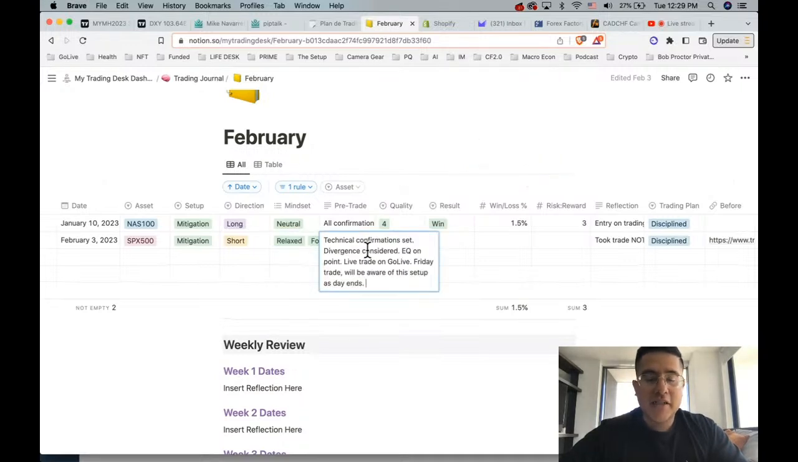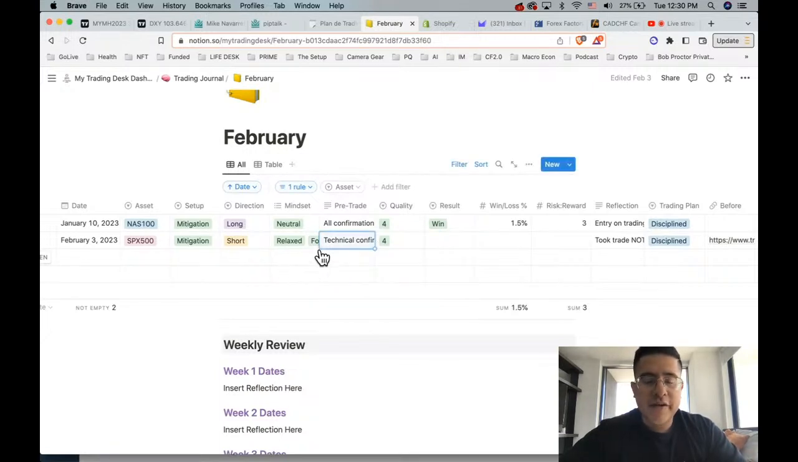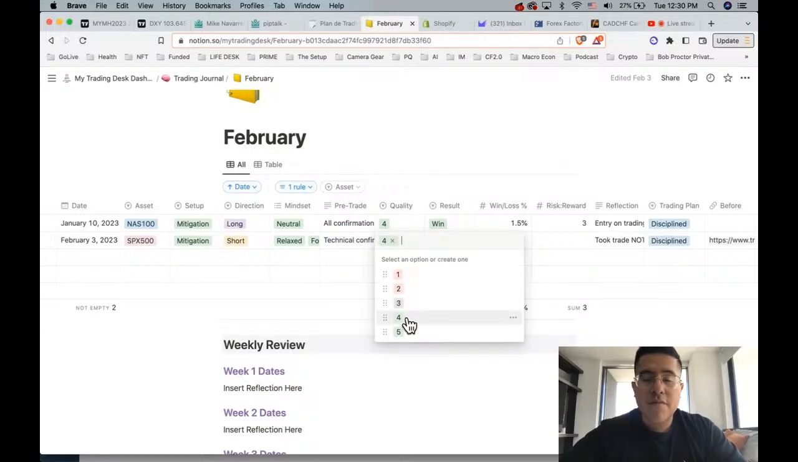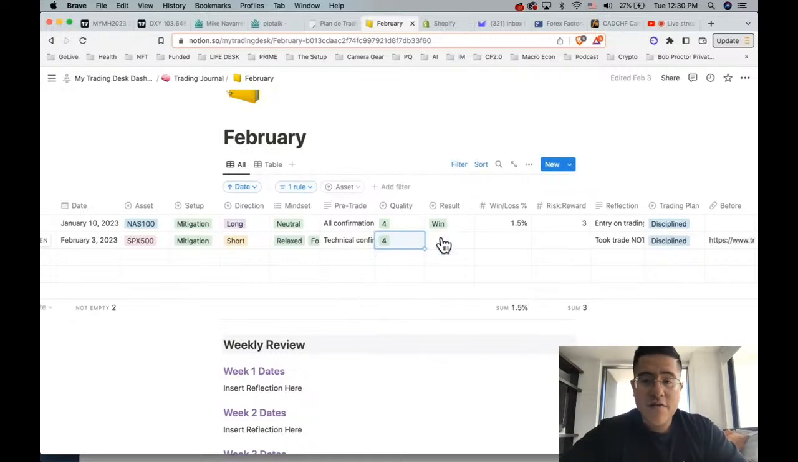And then before you actually take the trade, what did you consider before you traded? Well, okay, I looked at my confirmations. I did an emotional check, checked my mindset, feeling good. And the confirmations were set. I looked at divergence. So cool. Everything was set in play. What was the quality of the setup that you liked? Did you like, this is pretty solid, 4, maybe a 5. What was the outcome? Right? We ended up winning this trade.